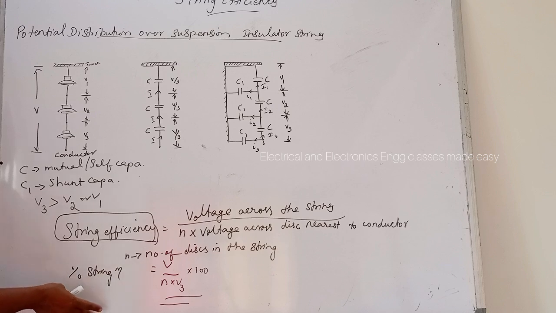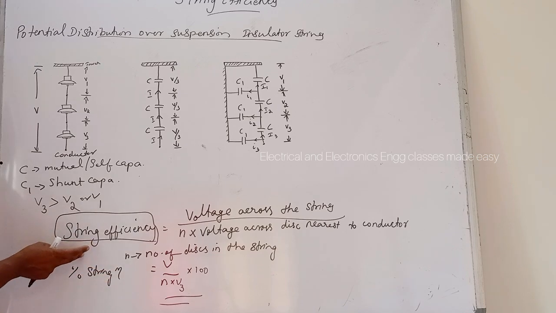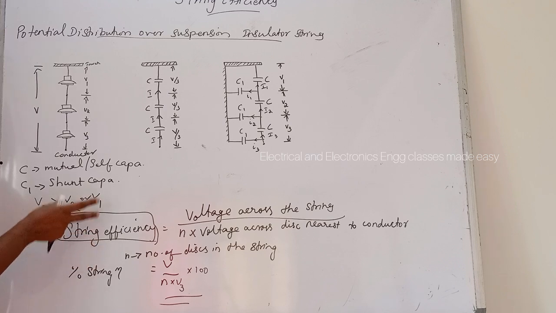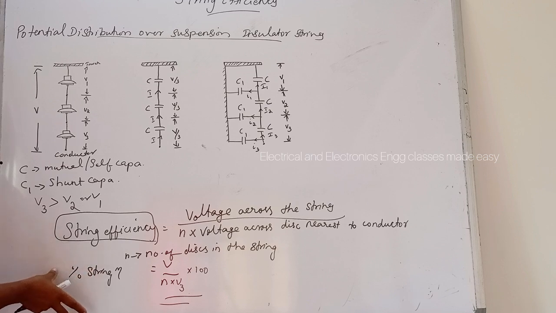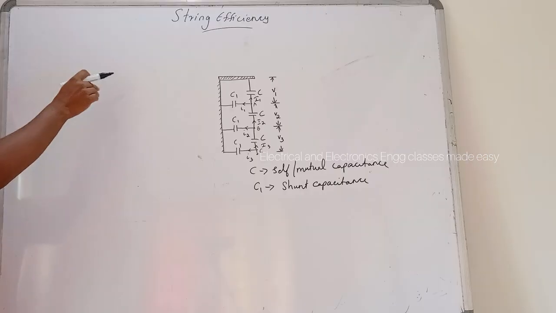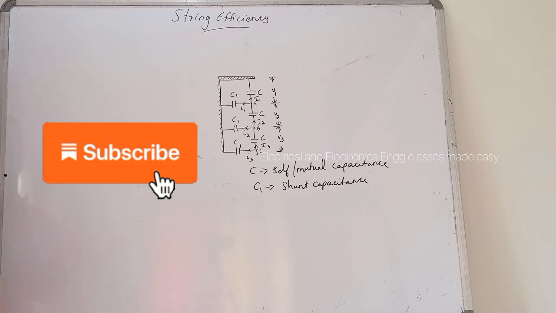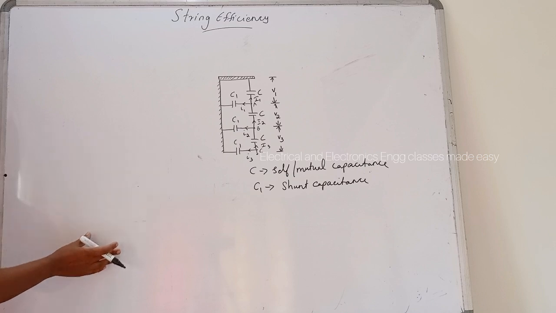So, this is the string efficiency. The string efficiency is an important consideration since it decides the potential distribution along the string. The greater the string efficiency, the more uniform is the voltage distribution. Now let us derive the expression for this string efficiency. That is, string efficiency is equal to the voltage across the string divided by the product of the number of discs and the voltage across the disc nearest to the conductor.